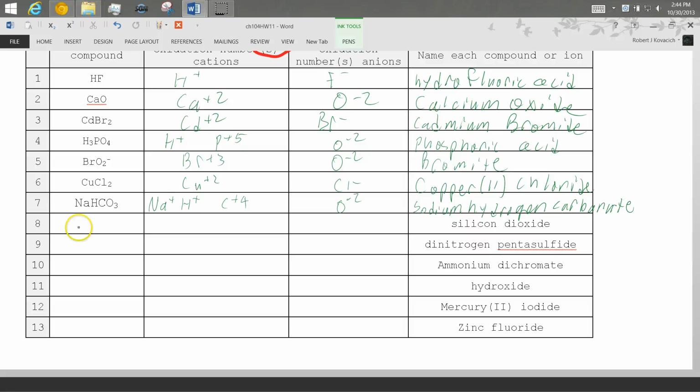SO2. Not SO2, SiO2. You're seeing the di prefix here, so what kind of compound must this be? It's a covalent compound, right? Two nonmetals here, silicon and oxygen. So this is a covalent compound.